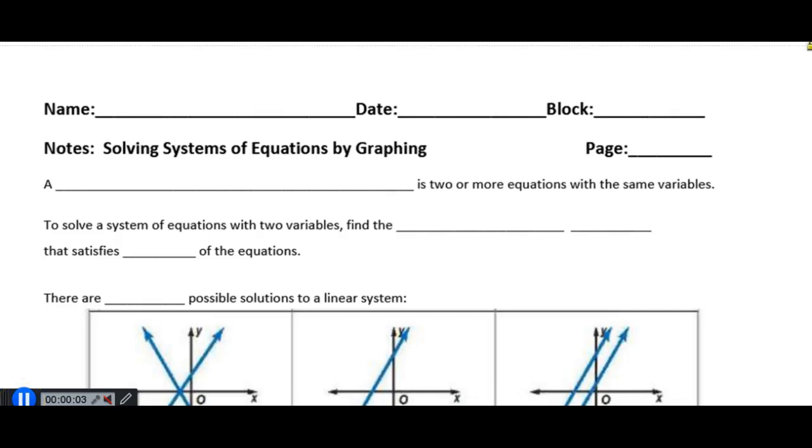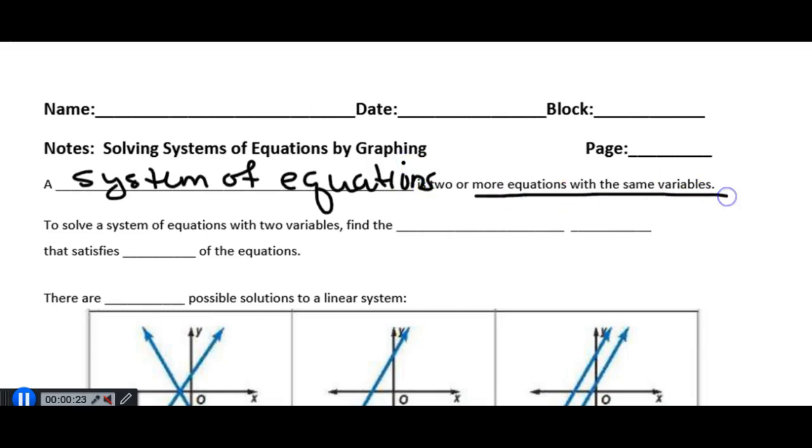Today we're going to be looking at solving a system of equations by graphing. A system of equations. What does that mean? Why are we saying system? Well, it's two or more equations with the same variables, and we'll only be doing two in Algebra 1, but when you get into Algebra 2 or after, you'll be doing three equations with three different variables.